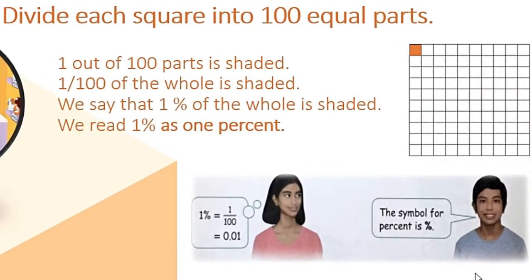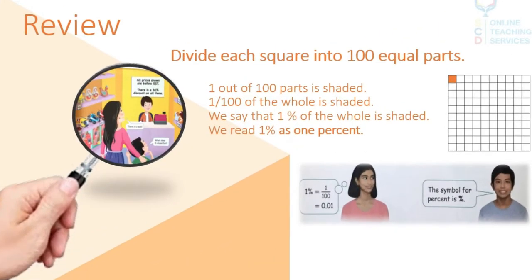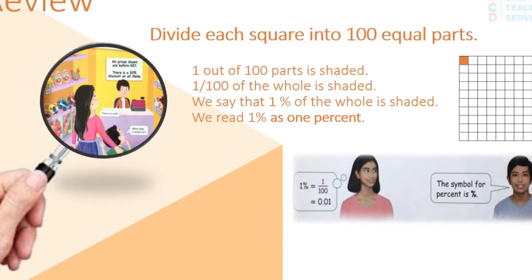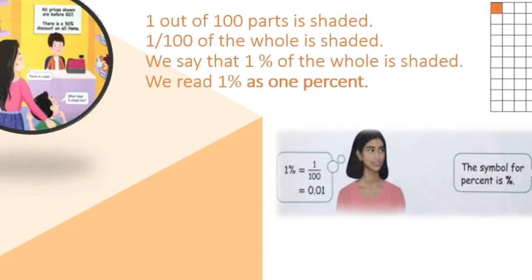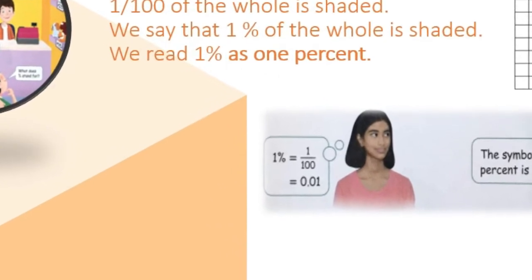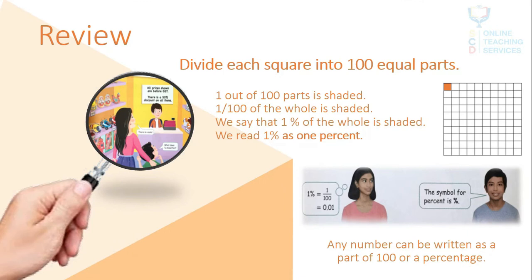In symbol, we use this as a symbol for percent, and 1% can be written as 1 all over 100 in fraction form, or it can also be written as 0.01 in decimal form. So therefore, we can say that any number can be written as a part of a 100 or a percentage.